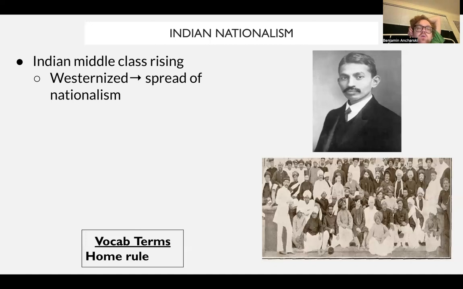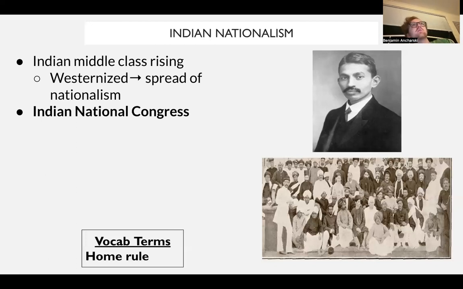So let's take a look at one of the first early examples of that. The first political organization to emerge to try and encourage nationalism amongst Indians of varying ethnicities, races and religions is going to be the Indian National Congress, the INC. The INC is still around today. I think it's one of the largest political parties in the modern day.